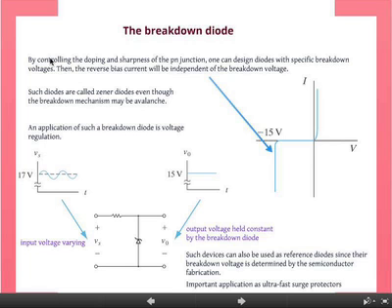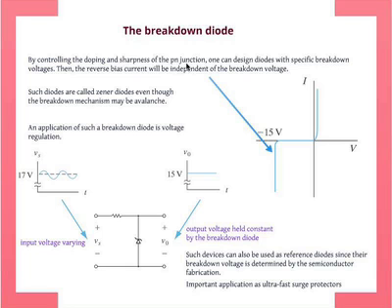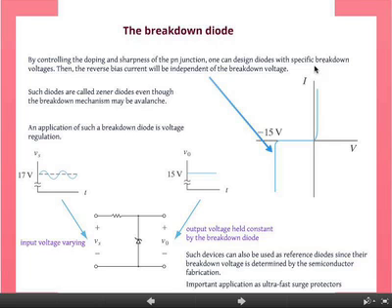Okay? So again, just to emphasize this, one can control the doping and the sharpness of the p-n junction. How sharp is it? In other words, how small is this? That allows you to essentially design any kind of breakdown voltage that you want, okay, with a very specific breakdown voltage. And the reverse bias current will be independent of breakdown voltage. So basically, this would be exactly at minus 15 volts as shown here.